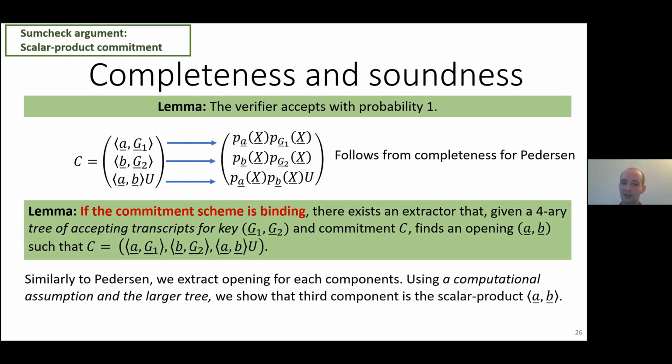So how this argument works is basically to apply the extractor for Pedersen commitments to each of the individual components. And this is good because it gives you openings for the first and second components of the scalar product commitment. But you don't necessarily know that they're consistent with the last component of the commitment. So this is where the computational assumption and the extra transcripts in the tree come in to allow us to show consistency between the different components of the commitment.